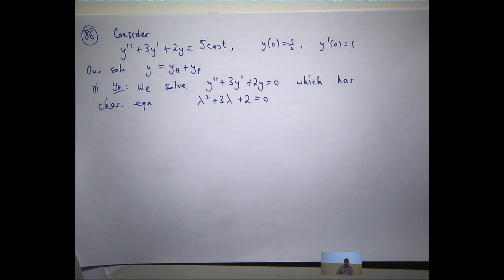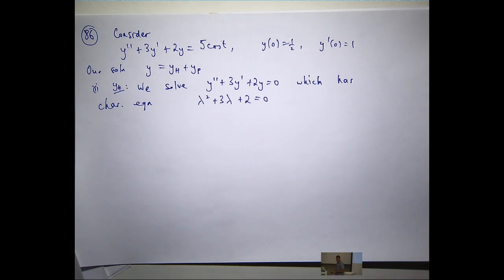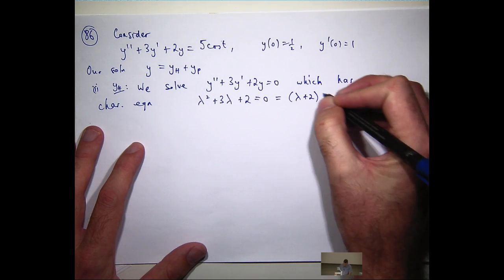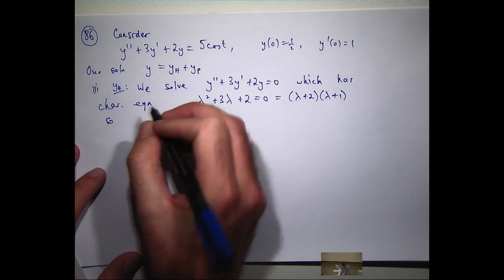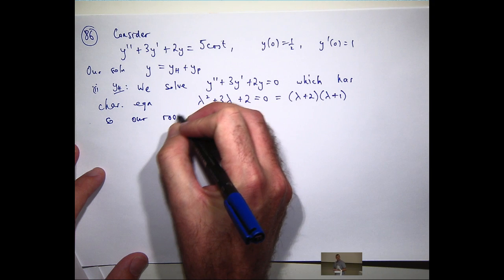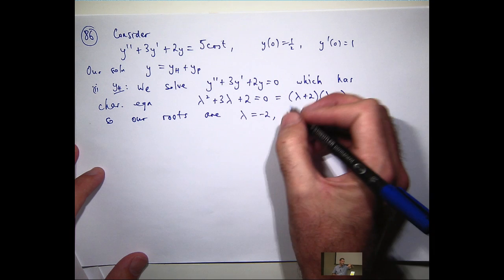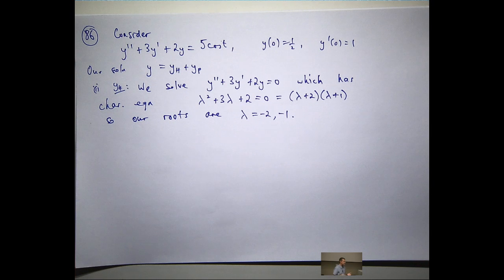Okay, so we want to solve that somehow. Any ideas? Will it factorise? What will it factor down to? Lambda plus 2, lambda plus 1, something like that. So our roots are going to be lambda equals minus 2 and minus 1. Okay, well, so what? So now what?